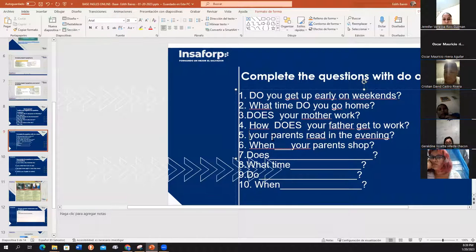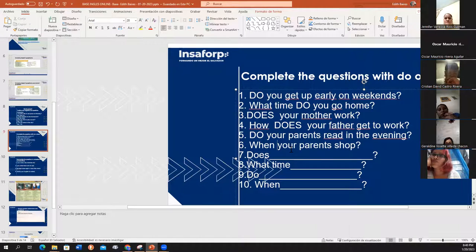Number five. Do your parents read in the evening? Do your parents read in the evening? Okay. Good. Number six. When do your parents shop? When do your parents shop? Okay, very good. I like that you already know how to use do and does to make questions.